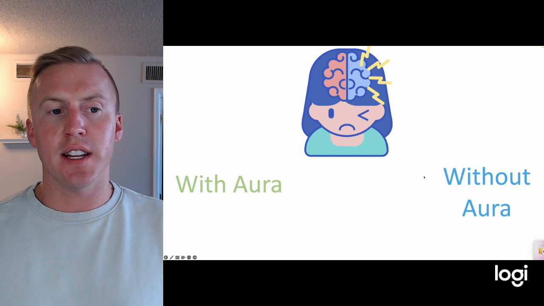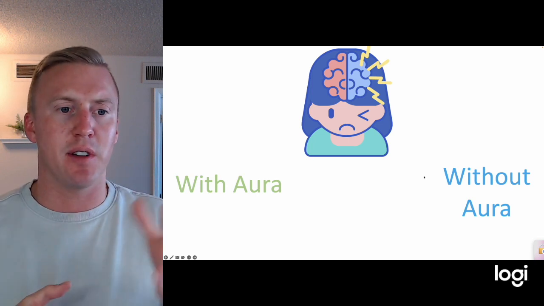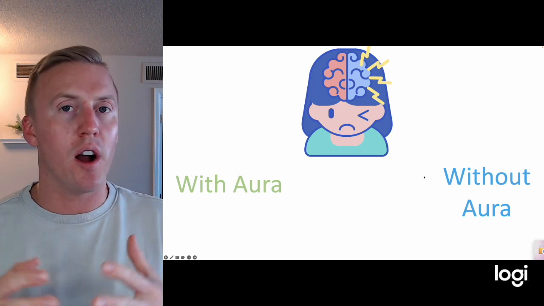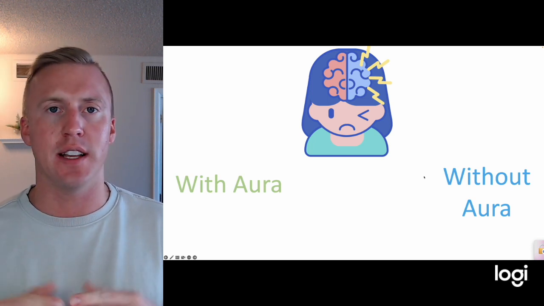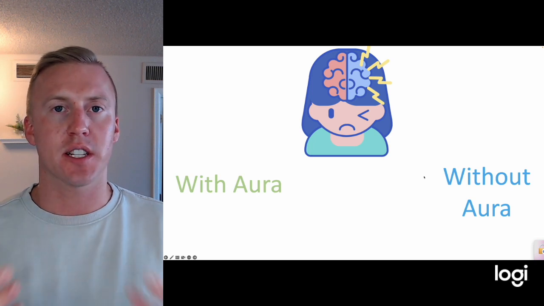Now, there's two types of migraines. We have with aura and without aura. Now the with aura is least common. Without aura is more likely what people see or experience.